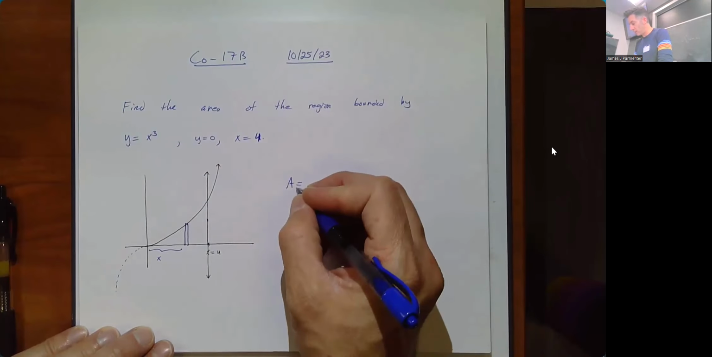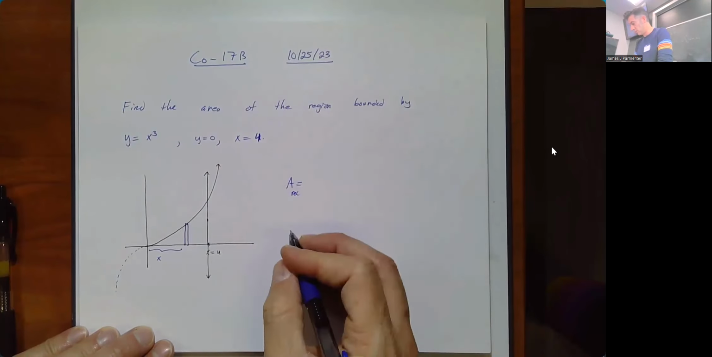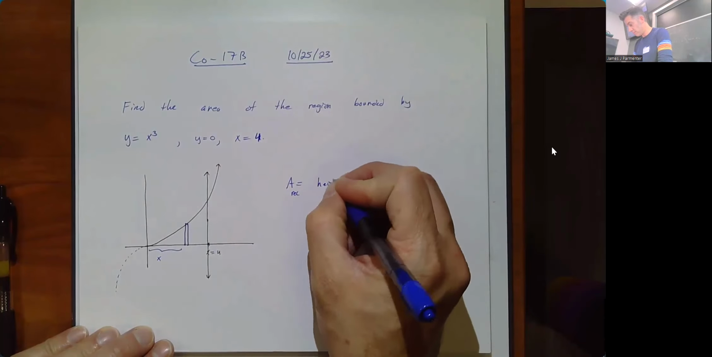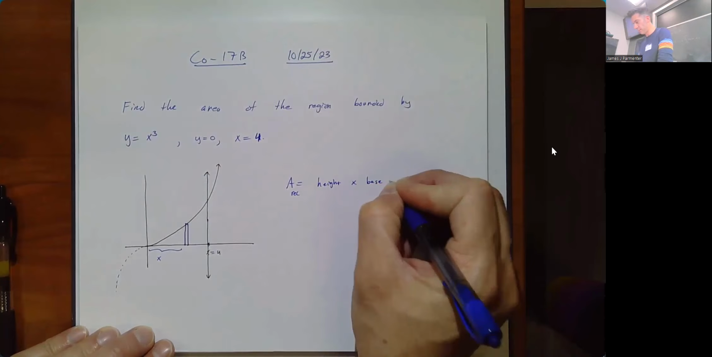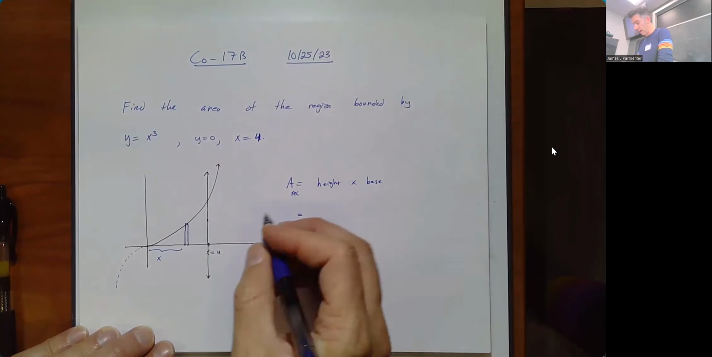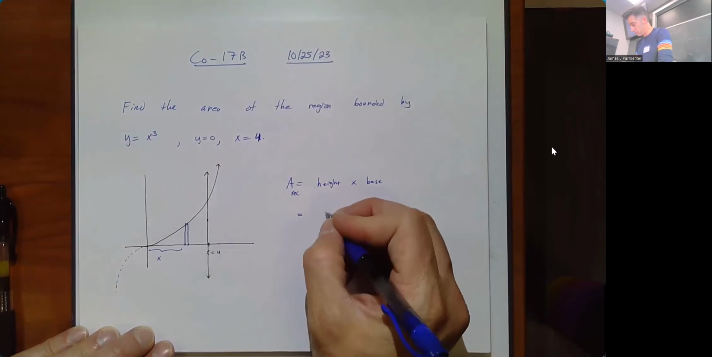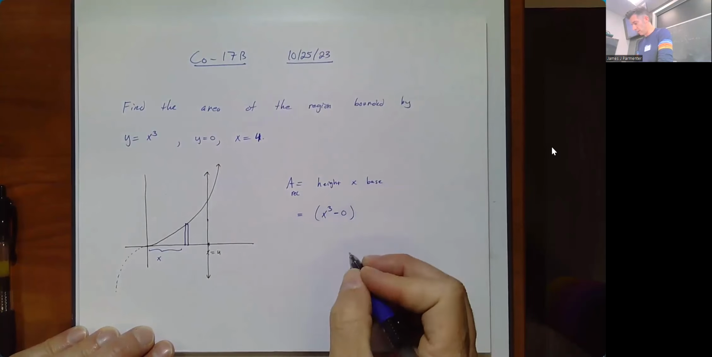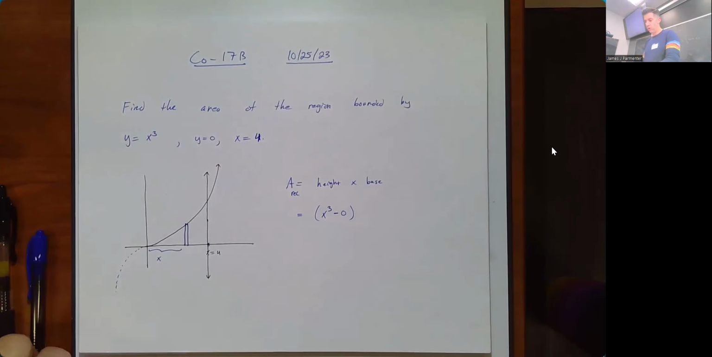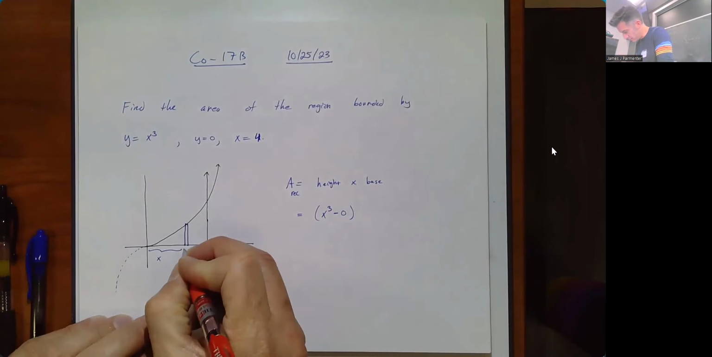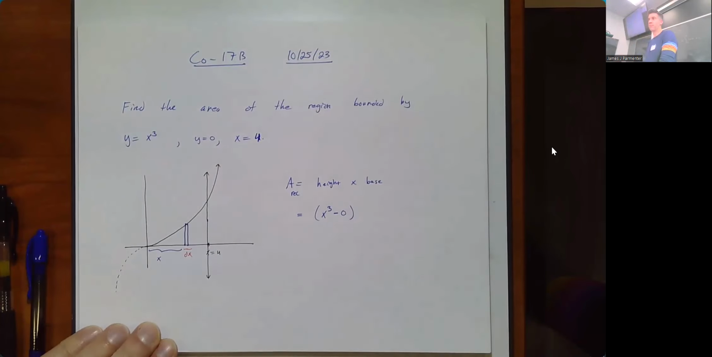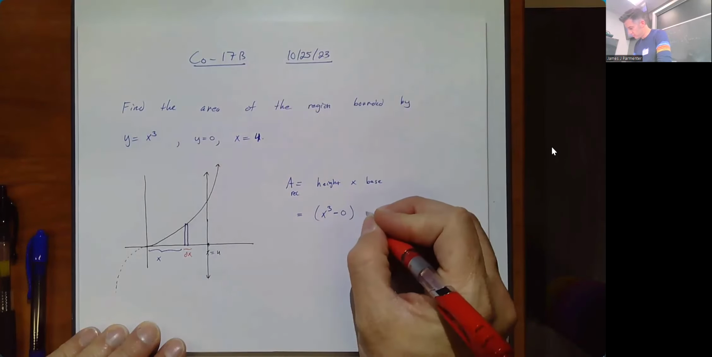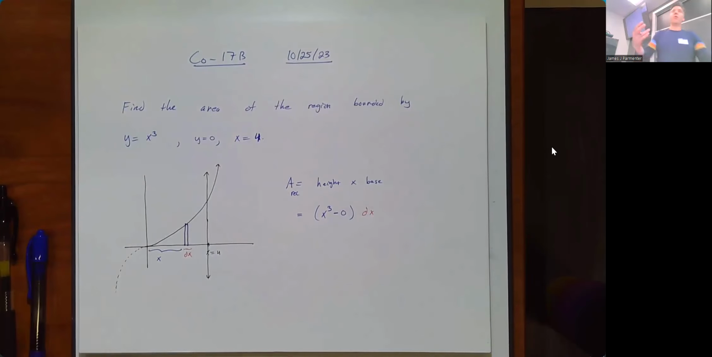The area of that rectangle is equal to the height times the base. In other words, the height of that rectangle is the top function minus the bottom function. And the base of that rectangle is a small change in x, which you will almost always hear me say is dx. That's the area of one rectangle, and we're doing all the rectangles because we want to find all the area.